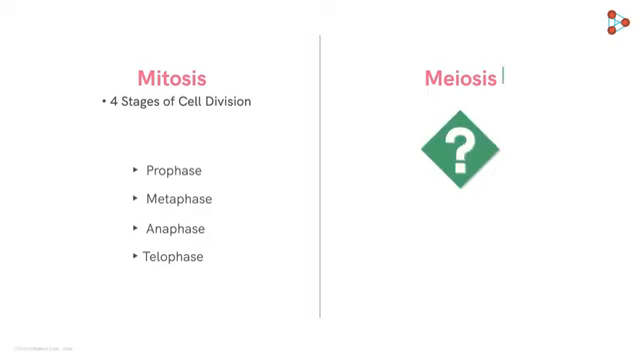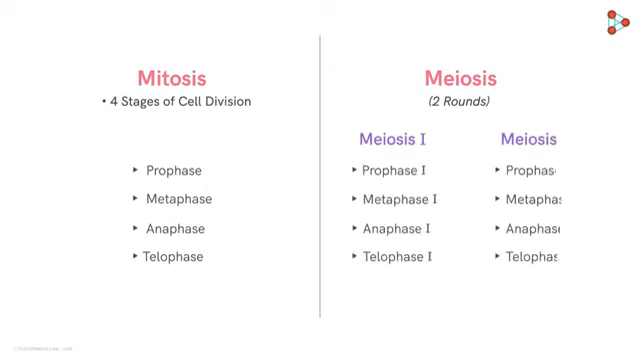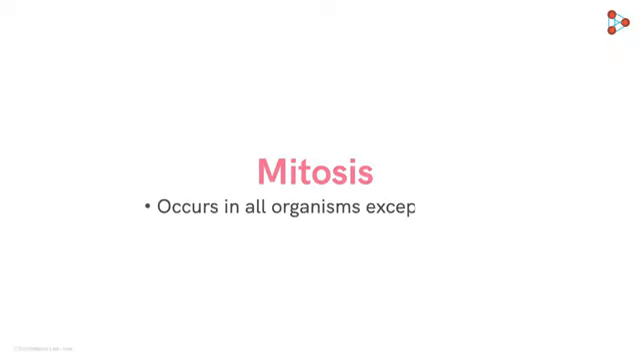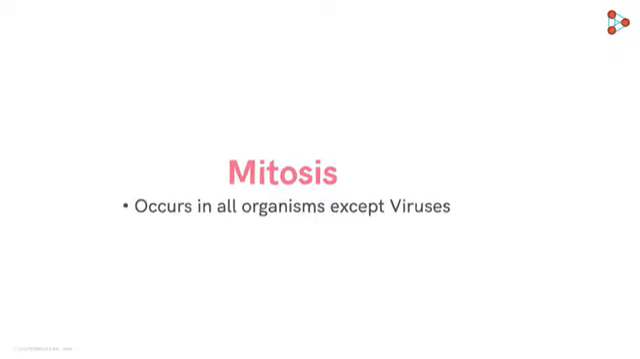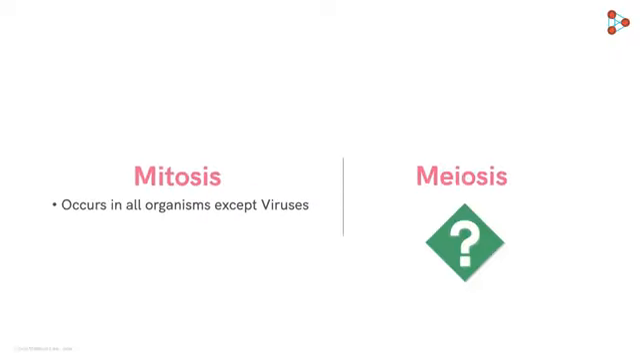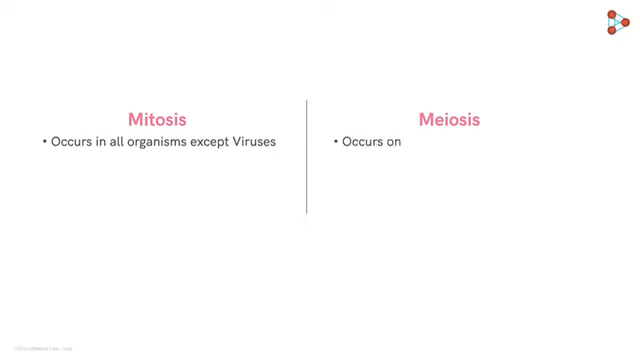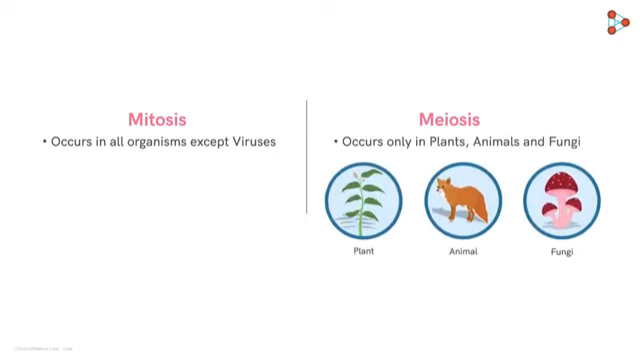And is it the same for meiosis as well? The answer is a definite no. Since meiosis involves 2 rounds of division, that is, meiosis 1 and meiosis 2, the process has a total of 8 stages of division. Now moving on to the next difference, this point has been studied by us in the lower grades as well. We have studied that mitosis occurs in all organisms except viruses. And which organisms can have meiosis? Meiosis occurs only in plants, animals, and fungi.